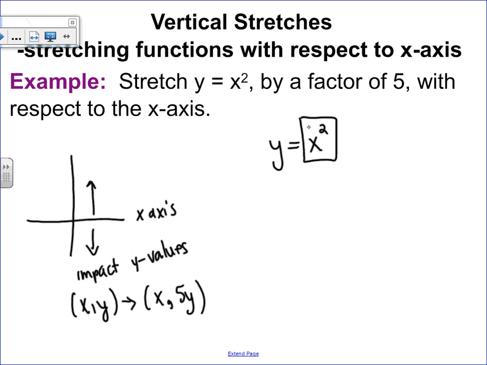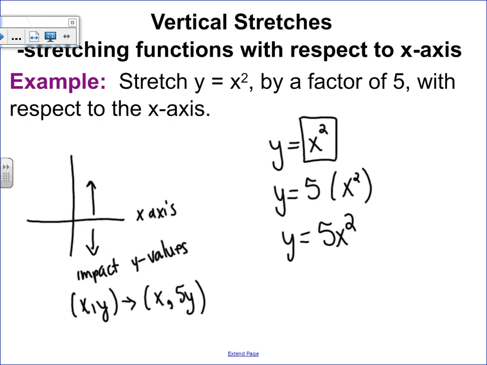Well, since y equals x squared, all of my y values can be found by taking an x value and squaring it. So since these are my y values and I want to make them 5 times bigger, I just do 5 times all of my y values, or 5x squared. So this equation should be a vertical stretch by a factor of 5.